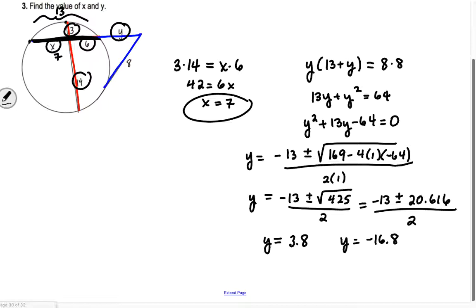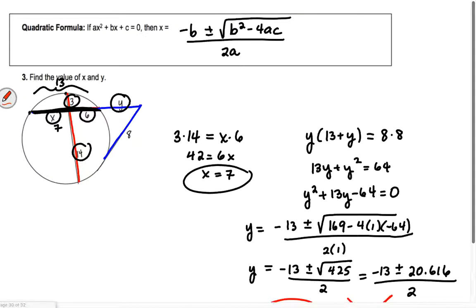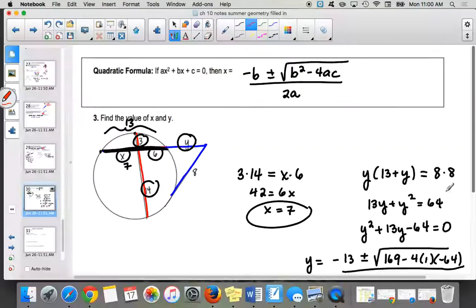Okay, look at the picture. Can y be negative in the picture? No, that's a length. It can't be negative, so cross that one out. So our answer is only 3.8. But sometimes it could be more than one thing, so you might have 2 answers. Okay, are we feeling okay with that? Just because it went to quadratic formula, you guys were like, no.